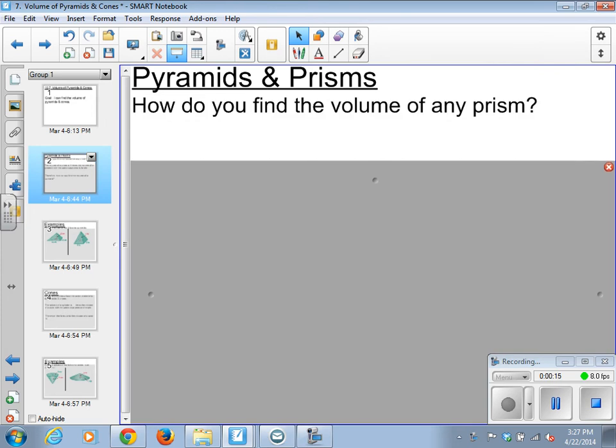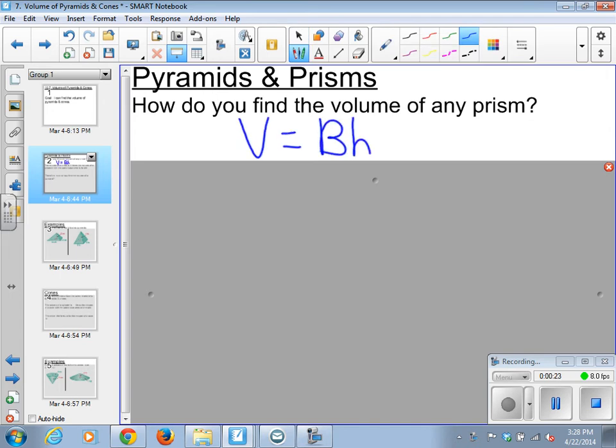Well, how do we find the volume of any prism? If we recall, the volume equals the area of the base times the height. Remember, our capital B is going to change based on the shape of our base. We find areas for different shapes in different ways. If we find that area times the height of the prism, we're all set.